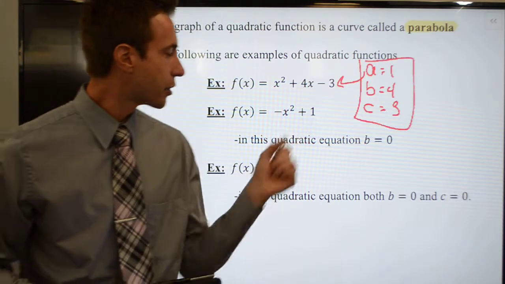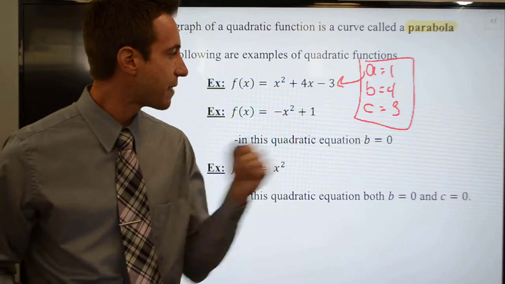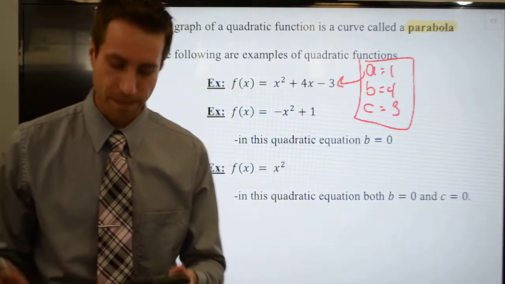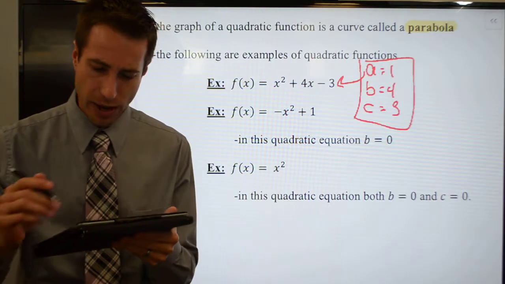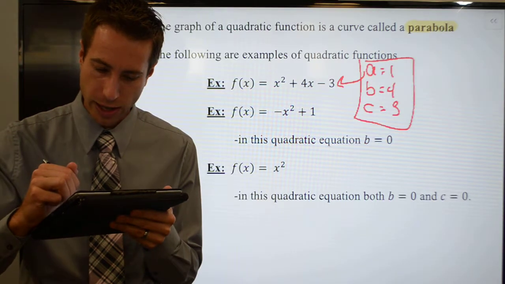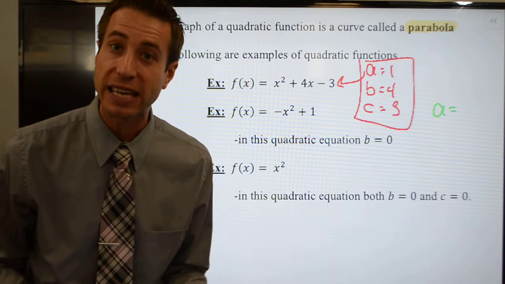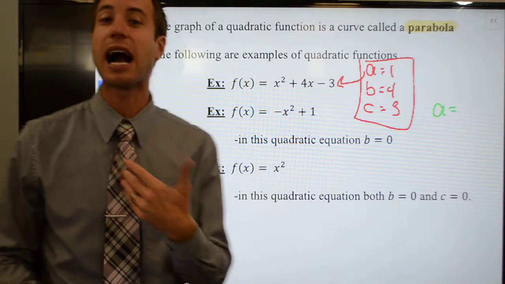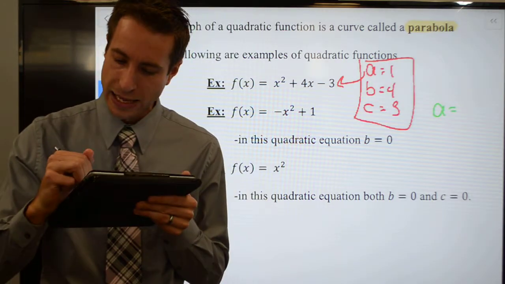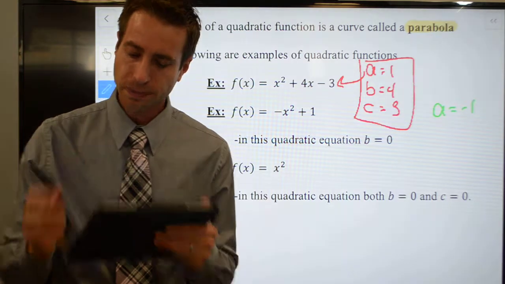But now I've got another example for you here. I've got this negative x squared plus 1. Well, that one looks a little different, so let's run through this and see if we can figure out what's going on here. My a is going to be whatever is in front of the x squared term, and it looks like I have a minus 1. So a is minus 1 in this case.